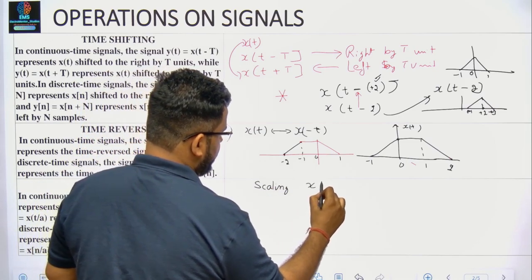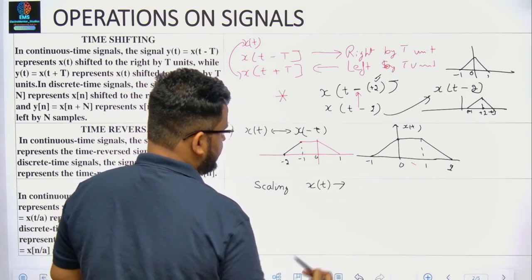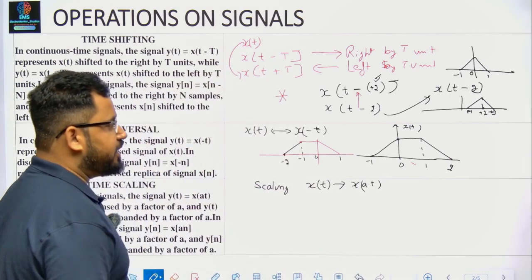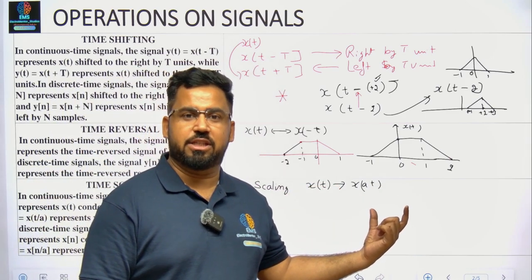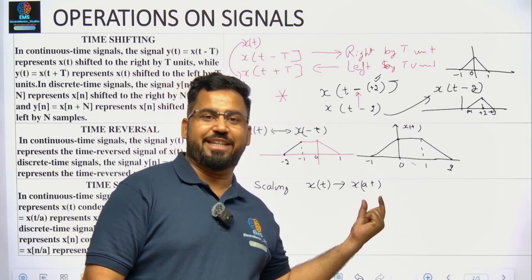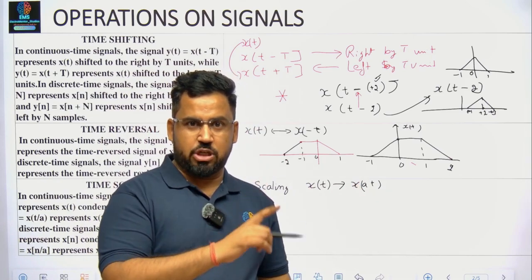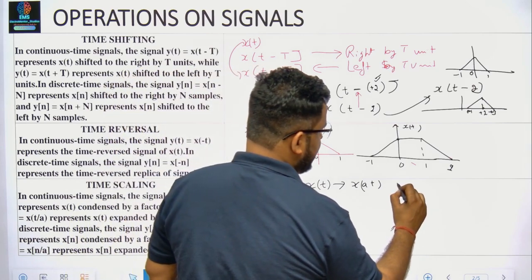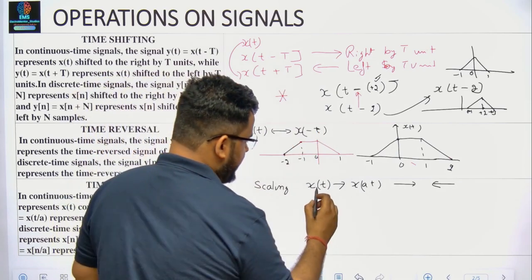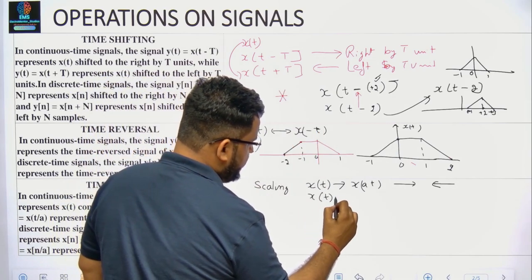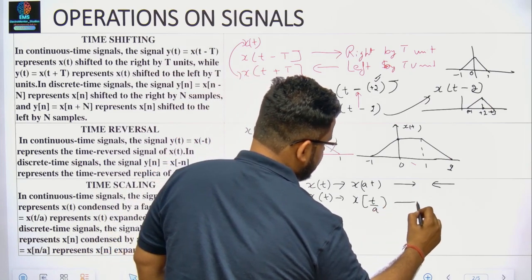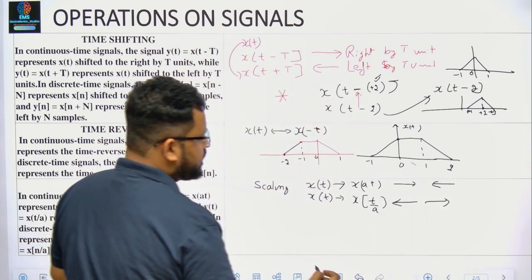The last operation in the time domain is scaling. They have given us x of t. I want to plot x of 2t. Now always remember, while we are plotting the scaled signal, when it is multiplied with coefficient a, then my signal is going to get squeezed. Whereas when x of t becomes x of t by a, my signal is going to get expanded.